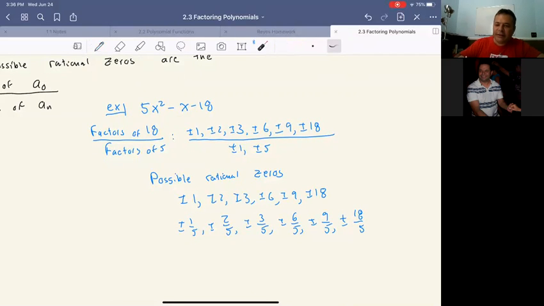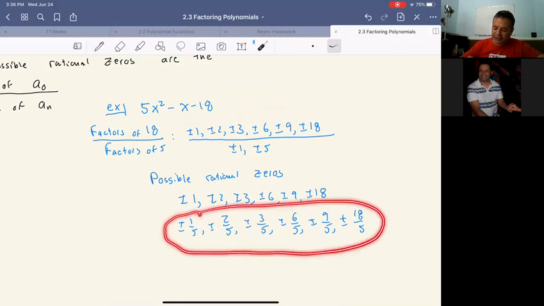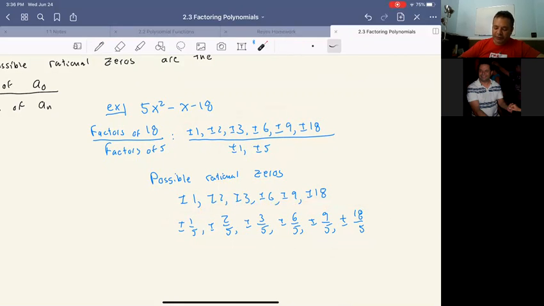Okay, so you see what I did there, right? I just took all the numbers in this list and divided them by the numbers in this list. So this was the ones divided by 1, which has to always be there, and then divided by 5, which is there in this case. Now, this one's nice because we can actually factor this. Remember, you look for two numbers that multiply to 5 times 18, which is 90, and subtract to negative 1.